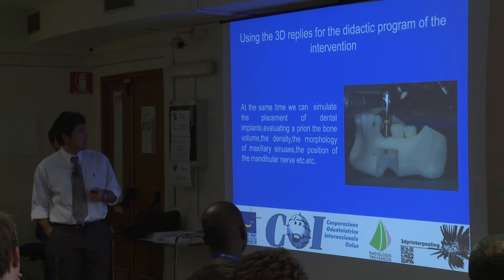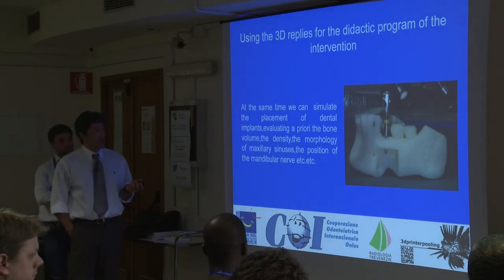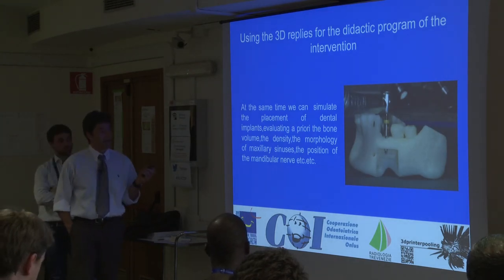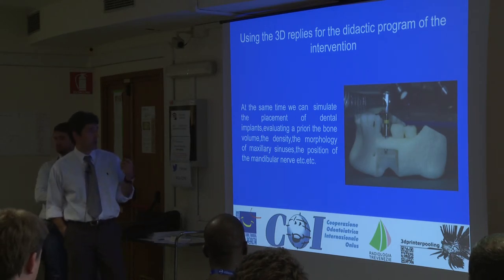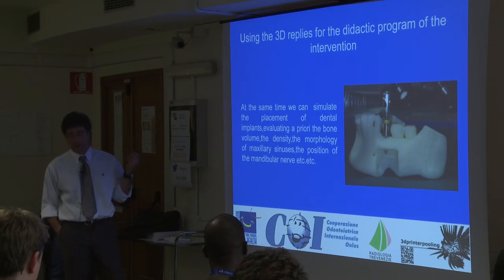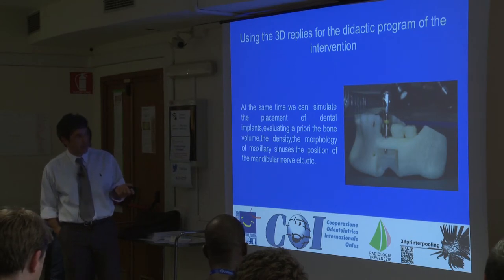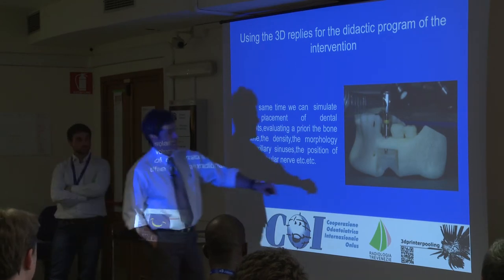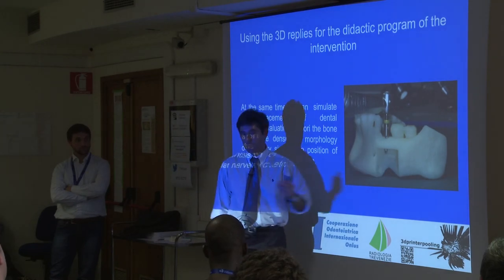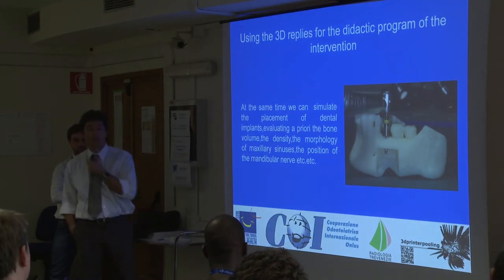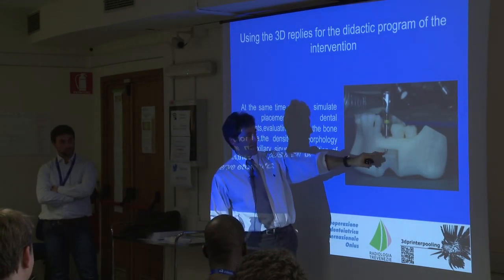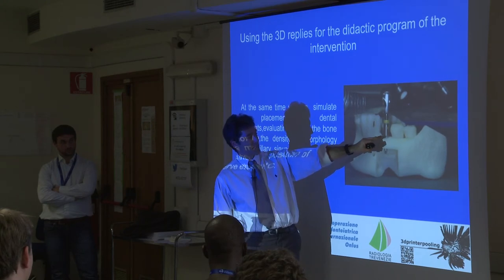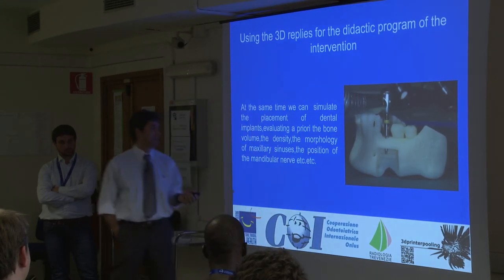At the same time, we can simulate the placement of a dental implant, evaluating before the morphology of the bone, the position of the mandibular and lingual nerve, and all the sensitive regions. For example, this is the mandibular nerve. If I touch it, you lose your sensitivity in half your face. But I have to put an implant here. So I have to go there. I have a stop here sometimes, but sometimes I can't use that.